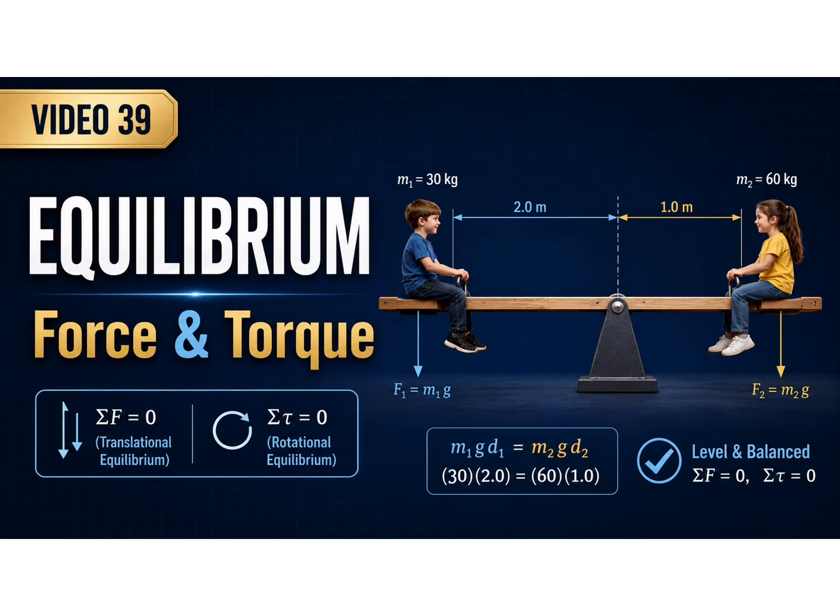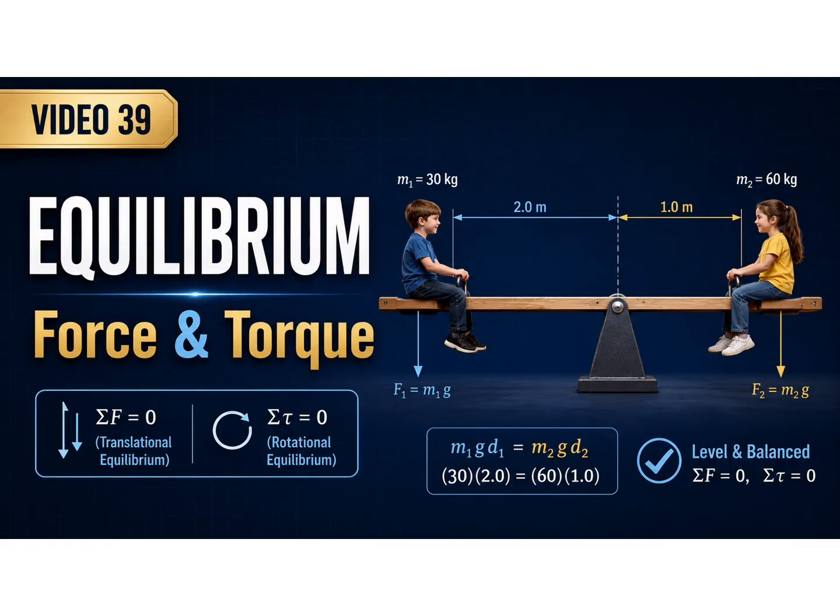A seesaw can look perfectly balanced even when the two people on it have different masses. How is that possible? The answer is that equilibrium depends not only on forces but also on torques. In this video, we will discuss the conditions for equilibrium.